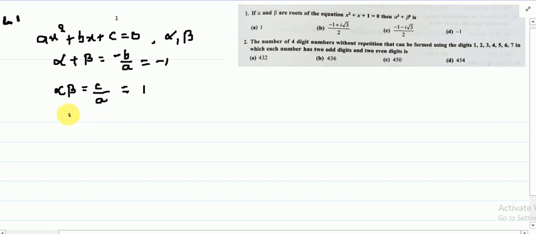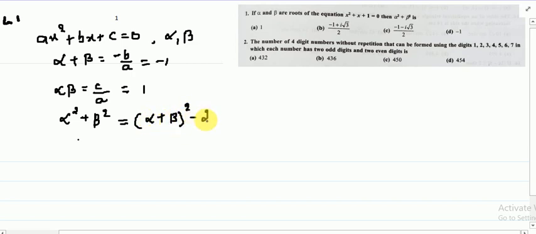What you need is alpha square plus beta square. How can you obtain this? We can write this as alpha plus beta whole square minus 2 times alpha beta, because if you expand alpha plus beta whole square, it will be alpha square plus beta square plus 2 alpha beta. Therefore if you subtract 2 alpha beta, it will be alpha square plus beta square. Alpha plus beta is minus 1, therefore its square will be plus 1, minus alpha into beta, which is 1, so it will be 1 minus 2 is equal to minus 1. So the answer will be minus 1, therefore option D will be the correct option.